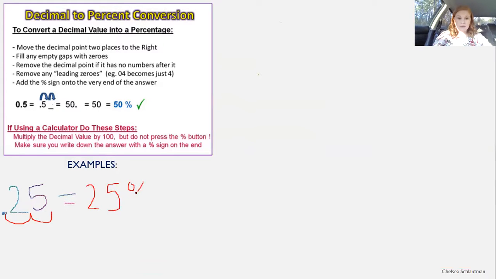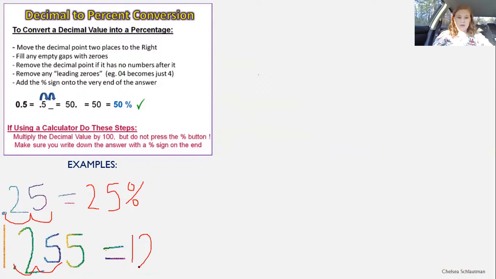And again, I'm not very good at writing on these. And next, we have a little more complex problem, but nothing we can't handle. So we see our decimal here at the front. It's 1.255. We're going to take that decimal and shift it 2 spaces to the right, and our new number will be 125.5%. Super, super easy.